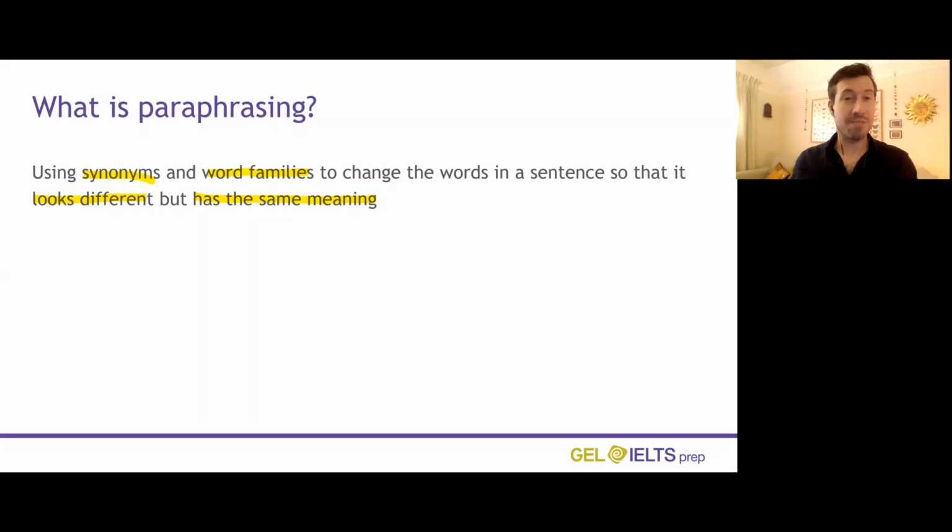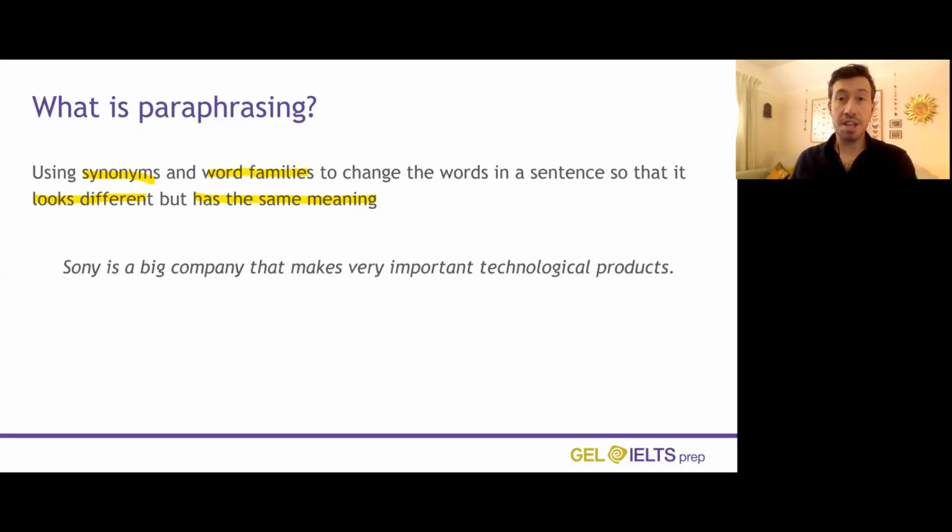Let's see some examples. So we've just seen all of these words before. We saw the word big, company, we saw the word very important, and technological and products. So using synonyms and word families, we can paraphrase this sentence. Now, here's what it would look like. So Sony is a large business that produces vital technology. Let's go through it bit by bit.